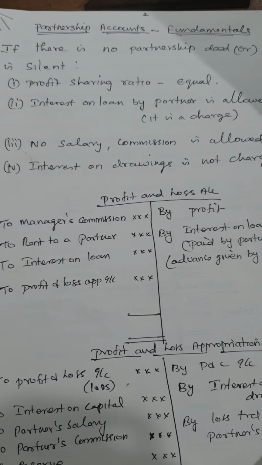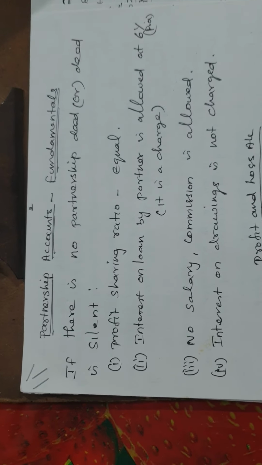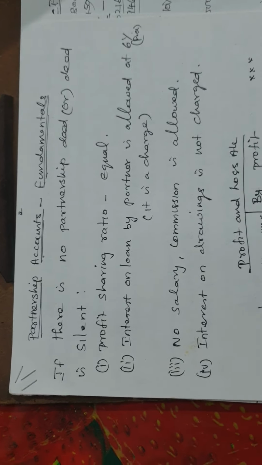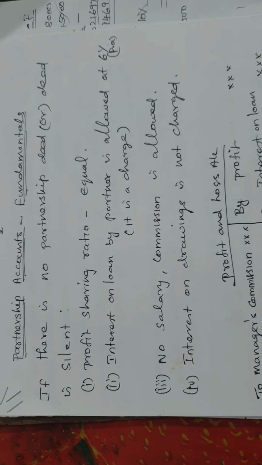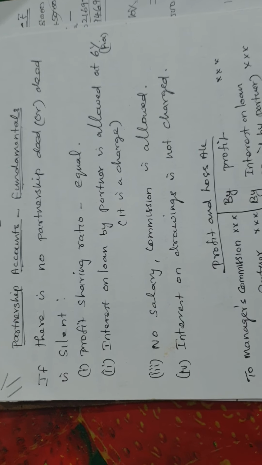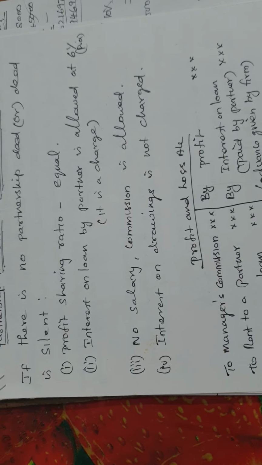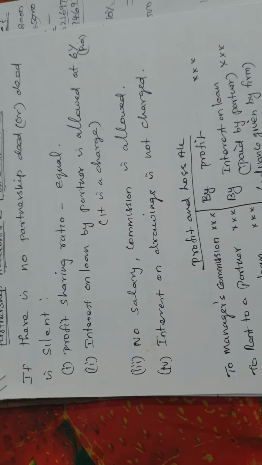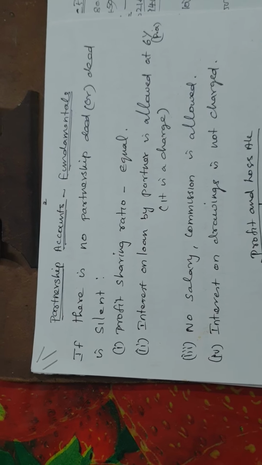Today you are going to learn partnership fundamentals. In this chapter, we are going to discuss the concepts which are relevant for the subsequent chapters like admission, retirement, death of a partner. The concepts are partnership deed, profit and loss appropriation account, fixed and fluctuating capital method, interest on drawings, interest on capital.